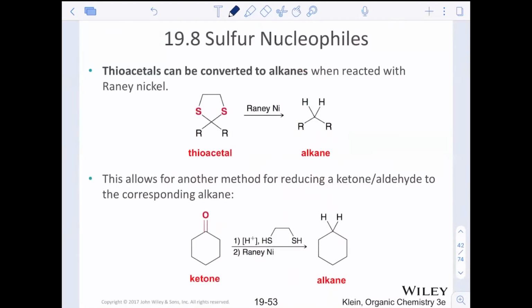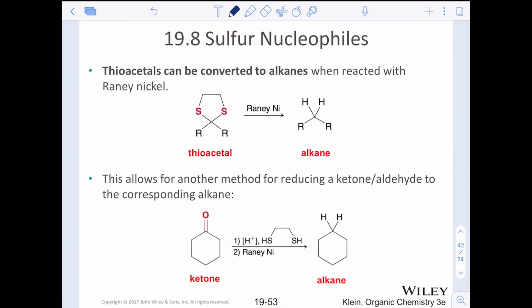Thioacetals can be converted to alkanes when reacted with Raney nickel. No mechanism for this one. If I wanted you to do the mechanism for a thioacetal formation or a cyclic thioacetal formation, it would be the exact same curved arrows as our oxygens, right? Sulfurs and oxygens react the exact same way.